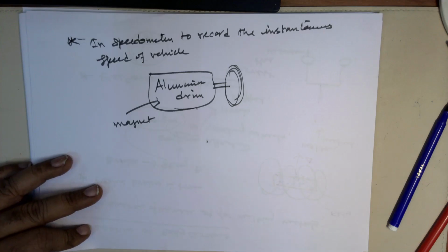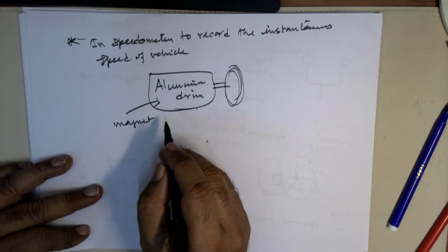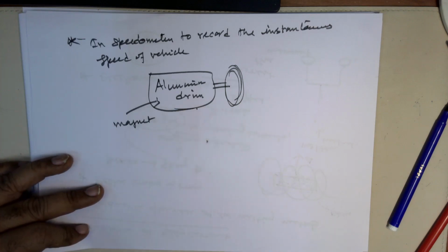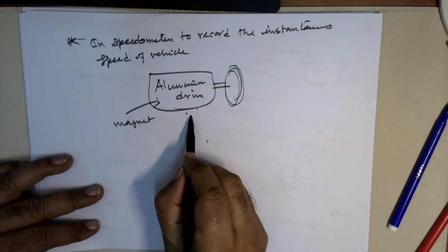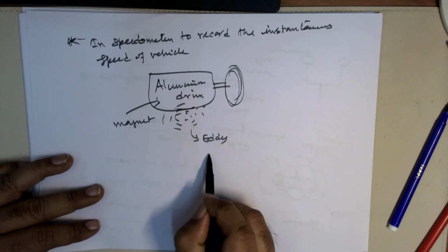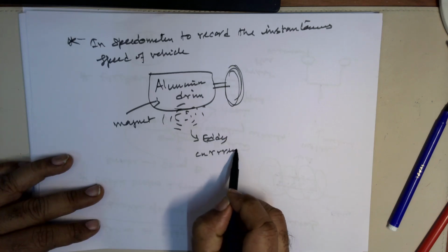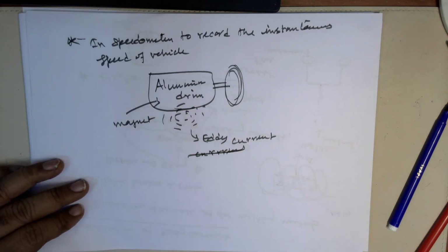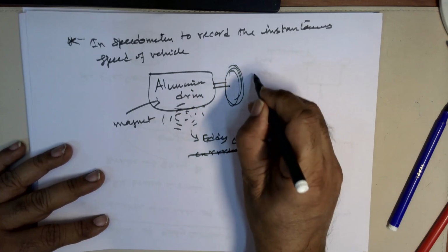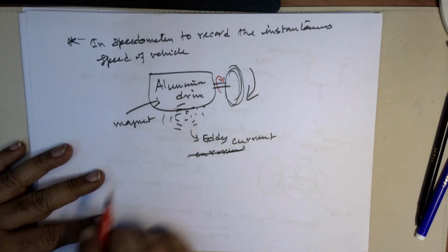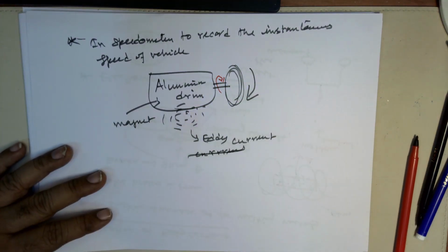The eddy currents are produced in the drum. Eddy means, as I already told you, the swirling current. So, for example, the wheel is moving in this direction. The eddy current will be moving in this direction so that it will try to arrest the motion of the wheel.